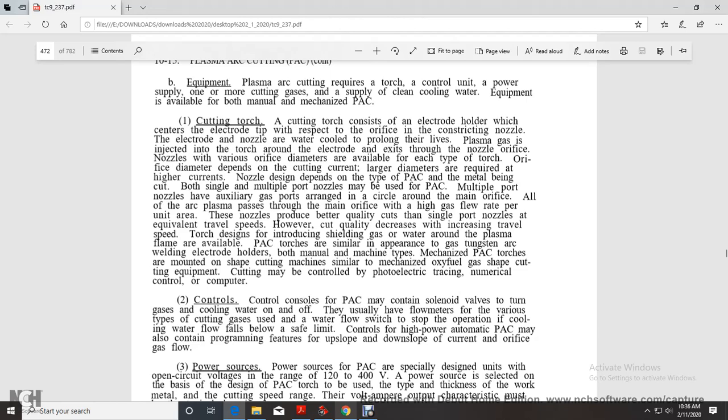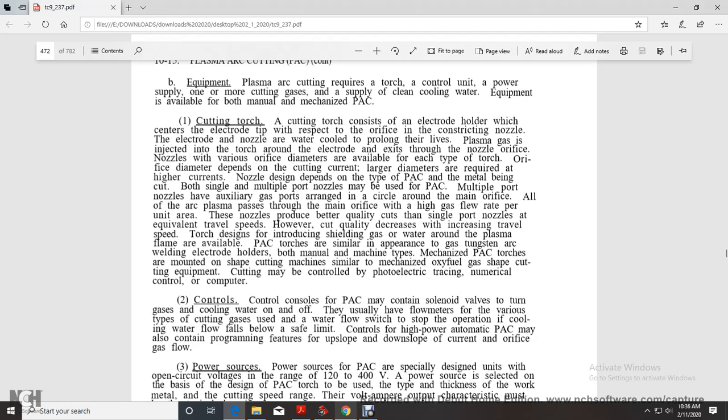It depends on the type of plasma arc cutting of the metal, beginning with a cut. Both single and multiple port nozzles may be used with plasma arc cutting. In multiple port nozzles, auxiliary gases are arranged in a circle around the main orifice. All of the plasma gas passes through the main orifice. The high gas flow rate per unit area of the nozzle produces better quality cuts than a single port nozzle at the equivalent travel speed. However, the cutting quality decreases with an increase of travel speed. Torches that introduce shielding gas around the plasma flame are also available.